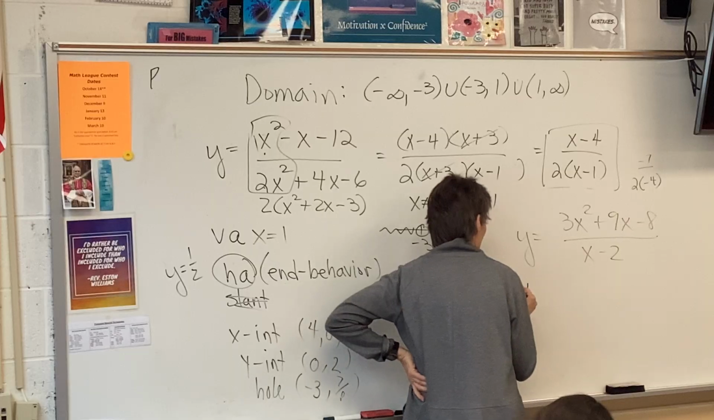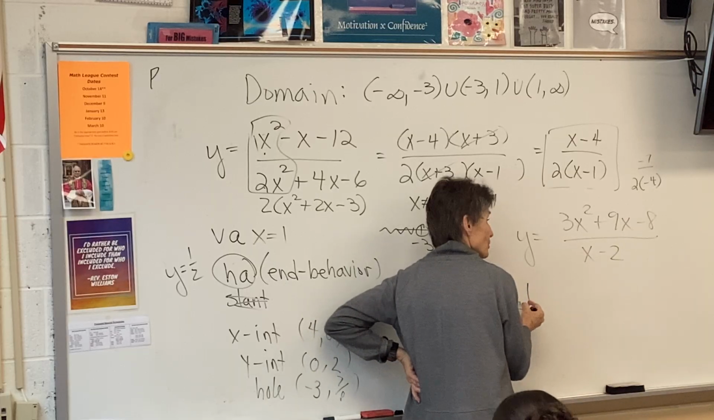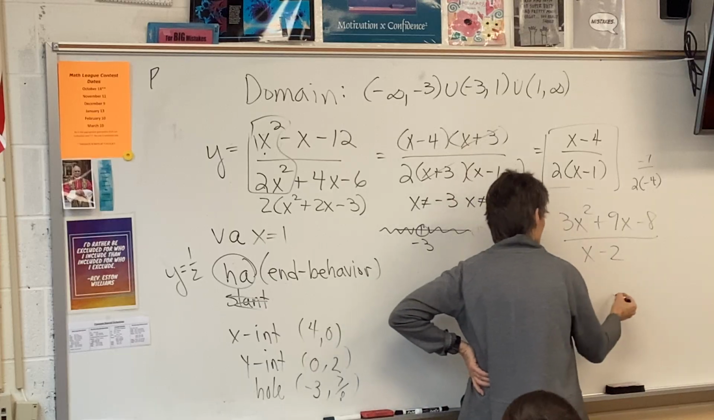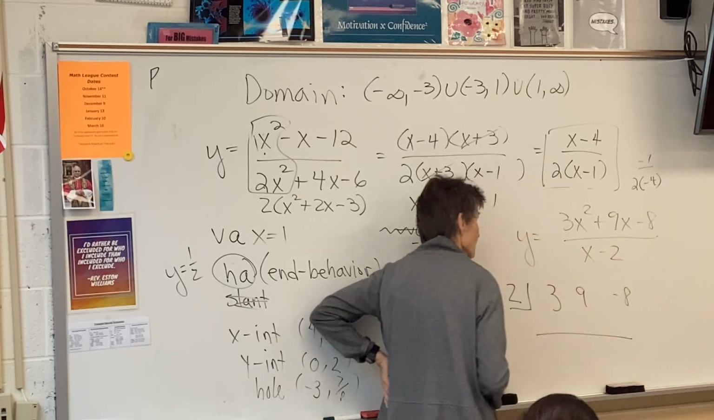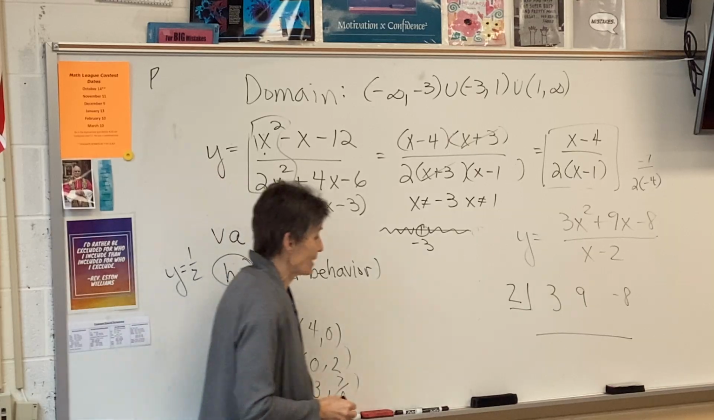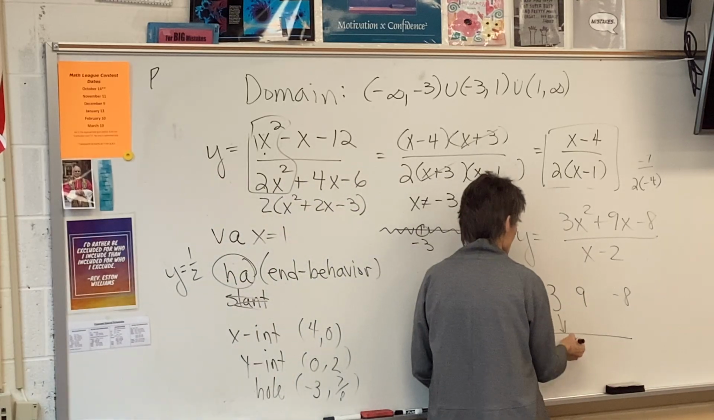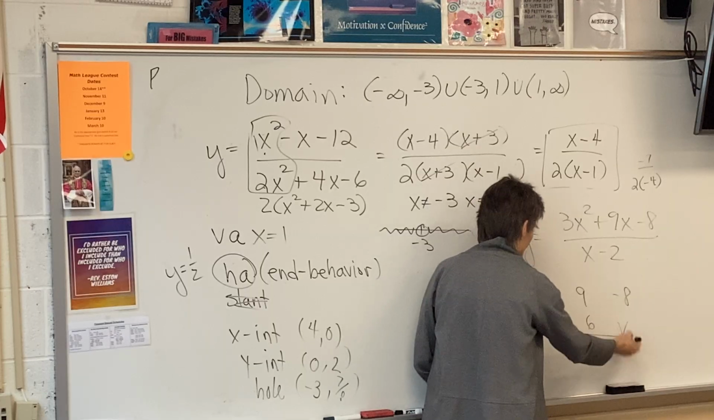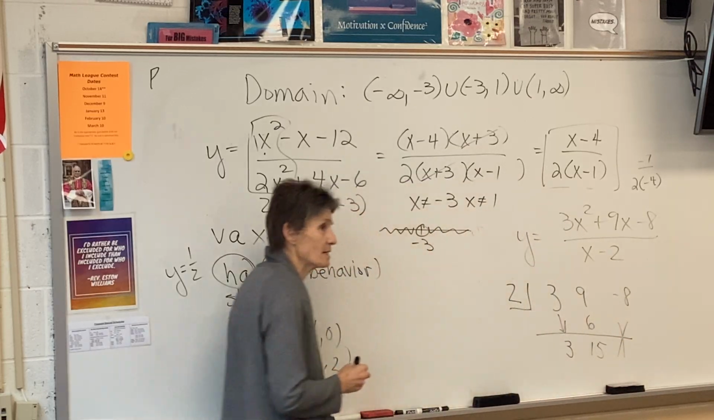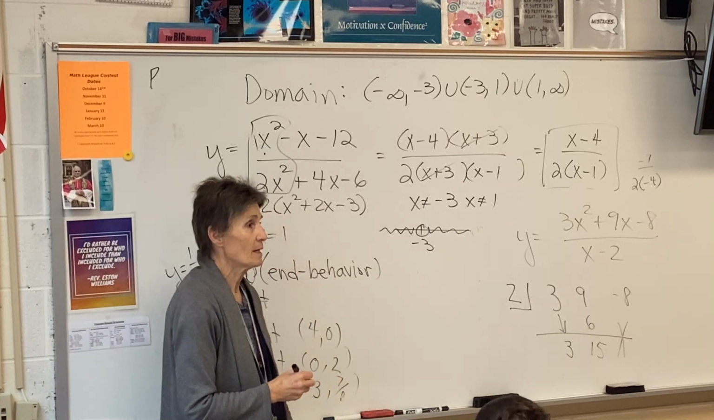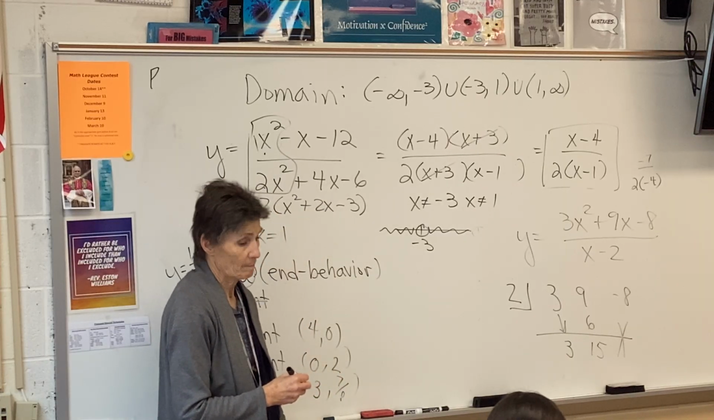Division. So in the box goes a 2. Michael, are you paying attention? Yeah. So I'm going to do my synthetic division, drop this 3 straight down. And what is my slant asymptote? Y equals 3x plus 15.